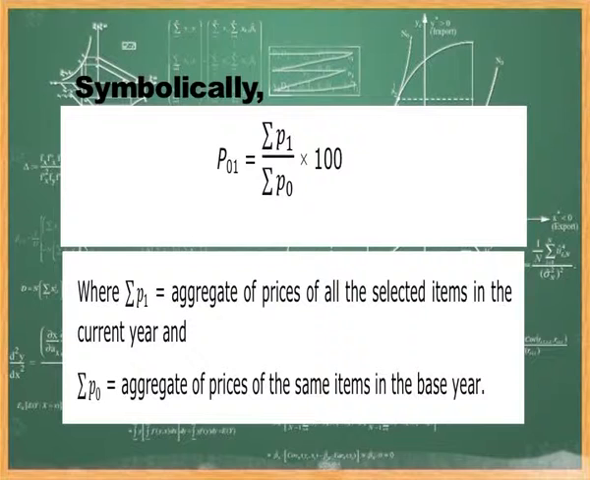Where ΣP1 is the aggregate of prices of all the selected items in the current year and ΣP0 is the aggregate of the prices of the same items in the base year. This method, though simple, is not reliable and has the following limitations.